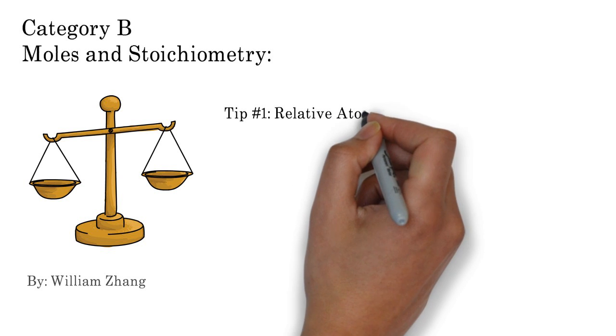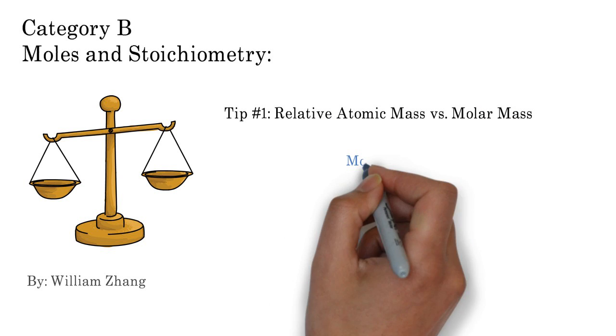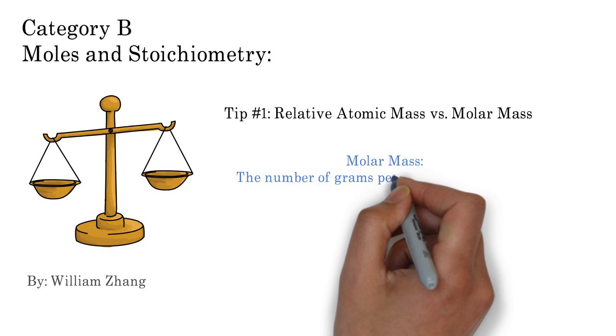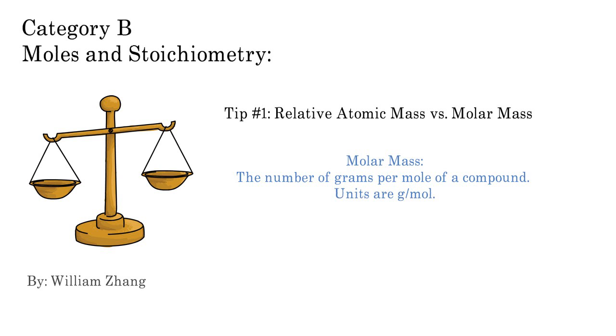Tip number 1. Relative atomic mass versus molar mass. The molar mass of a compound tells you the mass of 1 mole of that substance. In other words, it tells you the number of grams per mole of a compound. The units for molar mass are therefore grams per mole.